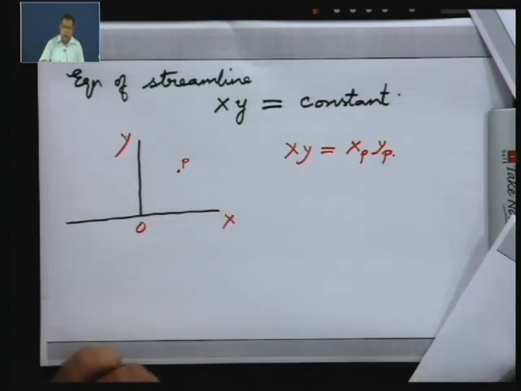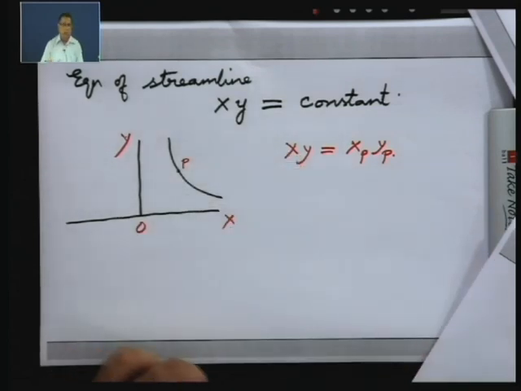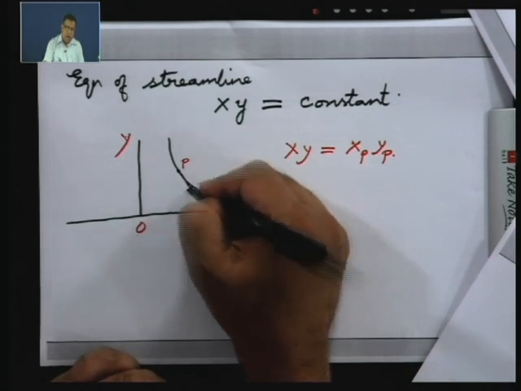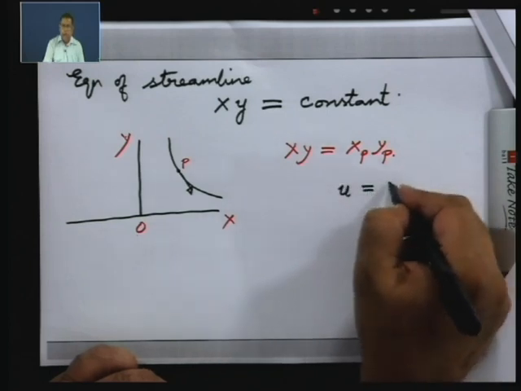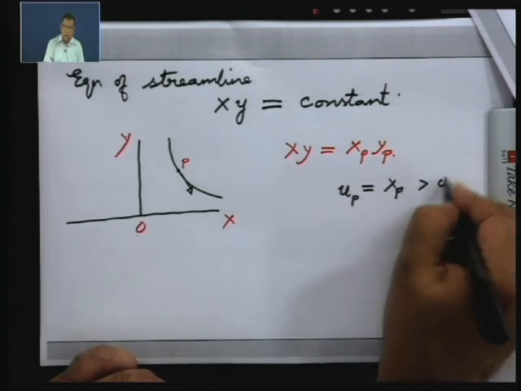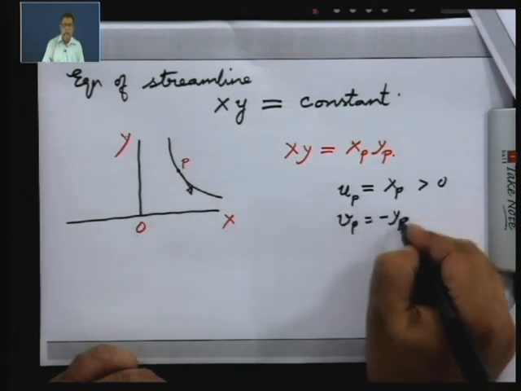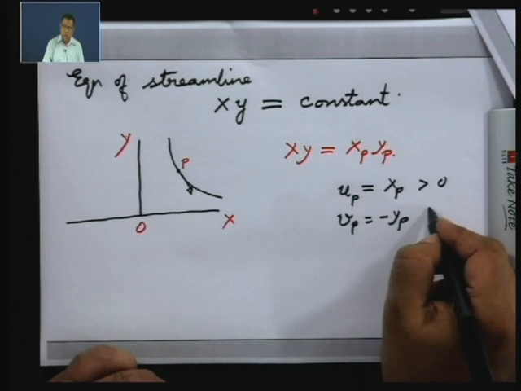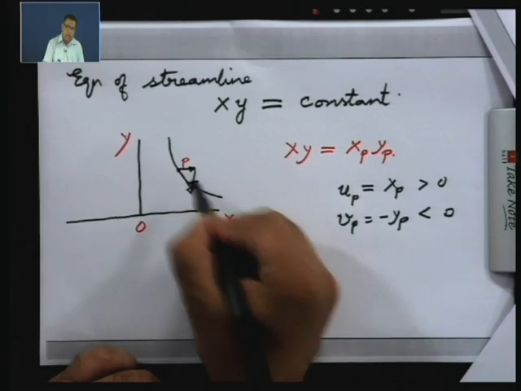Now, if I draw the streamline, it will be a rectangular hyperbola like this. Now, if I draw the tangent here, it will be in the direction of the velocity. We have seen that you are given that u is x. So, u_p will be x_p, which is positive. Now, v_p is minus y_p, and for this particular point which is in the first quadrant, y_p is positive. So, this will be negative. So, you have a positive x component and a negative y component.